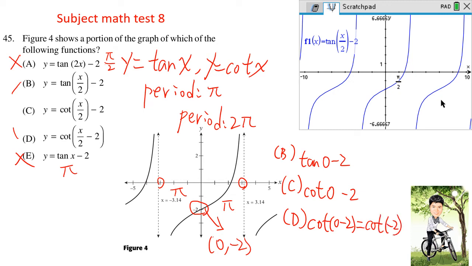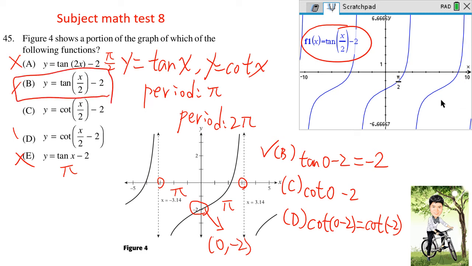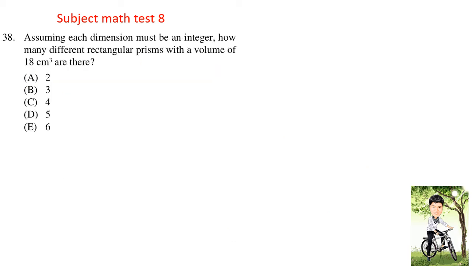We check B, C, D. Then we find that only choice B is correct, because tangent 0 minus 2 equals negative 2. Finally, we graph it on a calculator. See this graph? So we make sure option B is the only possible one. Okay, next. Subject math test 8, question 38.